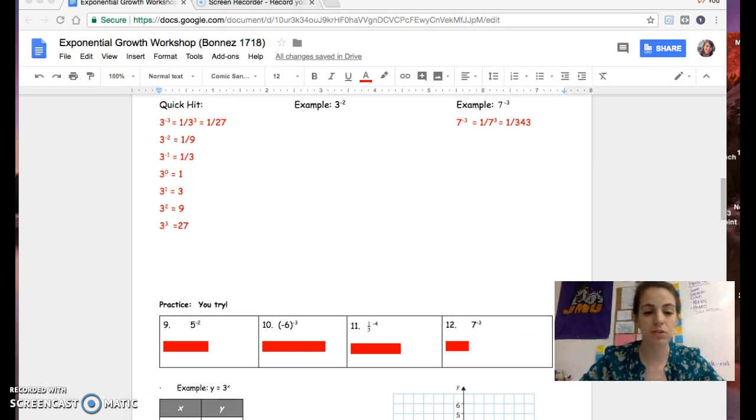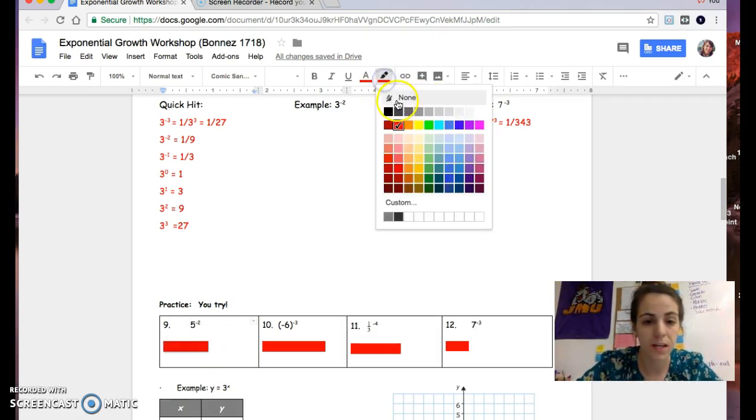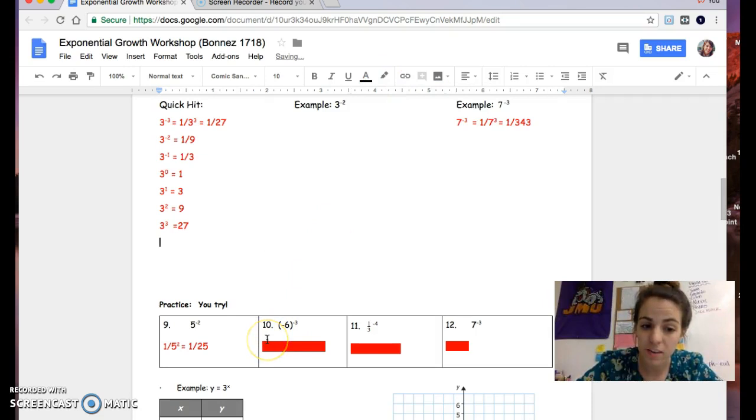Okay, so you should have your answers for 9 through 12. We're going to go ahead and check those now. 5 to the power of -2 is 1/5 to the power of +2, which is just 1/25.